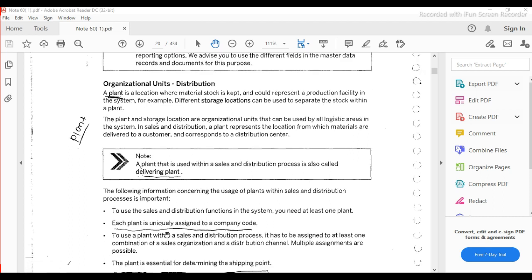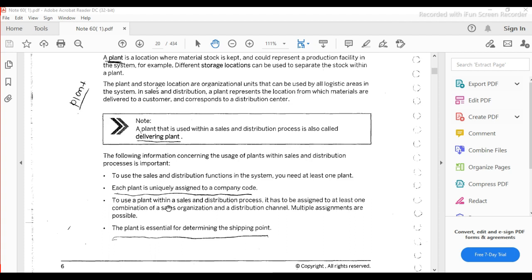Each plant is uniquely assigned to a company code. Similarly, one plant can be assigned to one company code only. The same plant cannot be assigned to another company code. Under one company code there can be n number of plants, but the same plant cannot be assigned to two different company codes. That is a different thing. To use a plant in the sales and distribution process, it has to be assigned to at least one combination of sales organization and distribution channel. That is already explained. Multiple assignments are also possible.